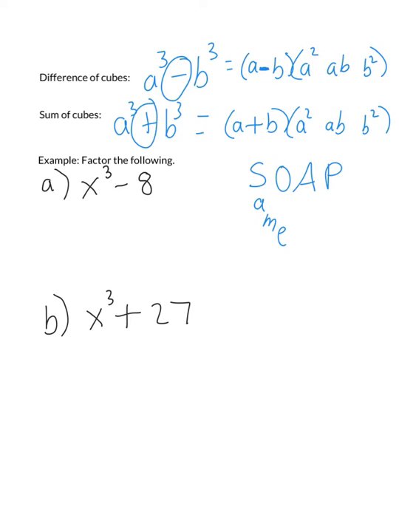The next sign is going to be the opposite of the sign you just wrote. So for a difference of cubes, if the first sign was a minus, the next sign will be plus. For sum of cubes, since the first sign was plus, the second sign will be minus, the opposite of that. And then the last sign is always a plus, always positive. So you're always going to do plus B squared in the formula. So let's look at this formula in action.